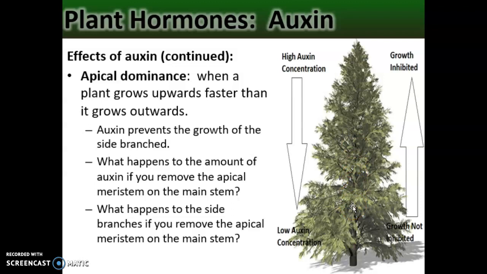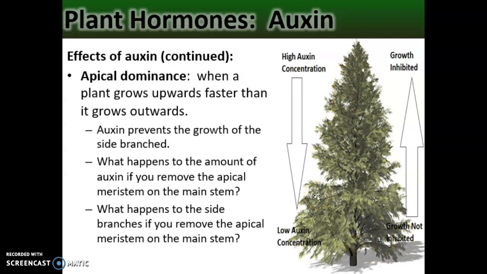What that means is that the high concentrations of auxin inhibit the growth of these side branches right here. Because you have the most auxin concentration at the top, these side branches are most inhibited from growing. They're prevented from growing out to their full potential. Because you have a lower auxin concentration down here, these branches are less inhibited. So they're able to grow outwards faster, which is why you have this triangle shape.